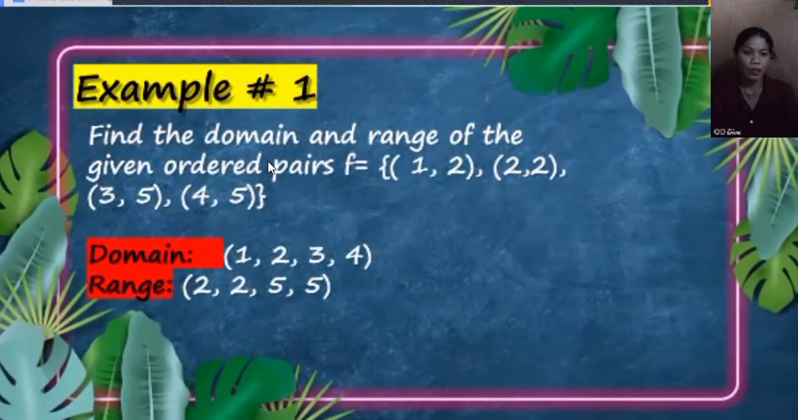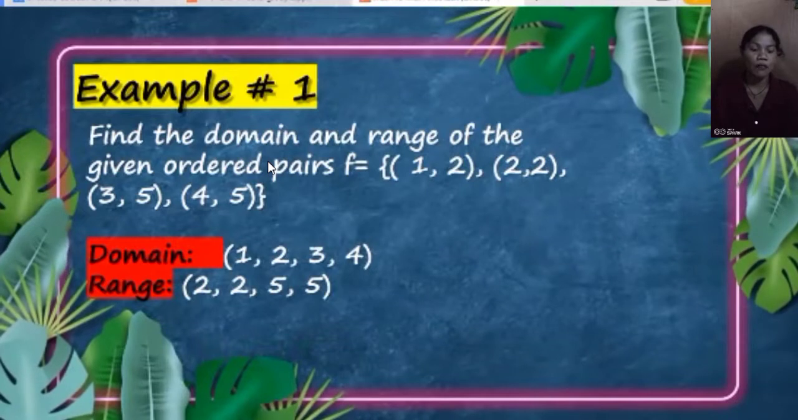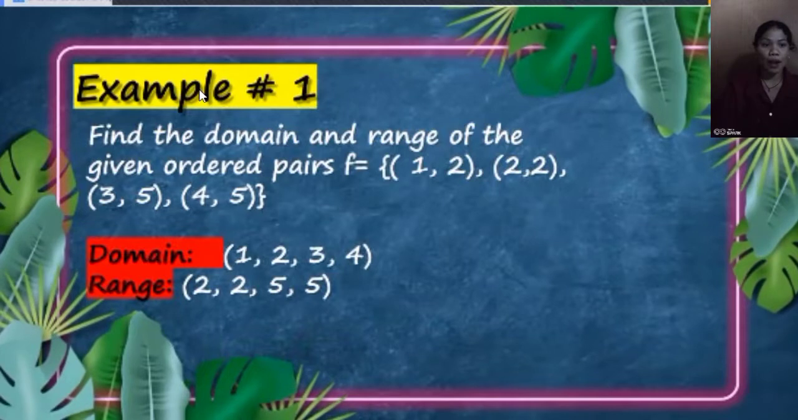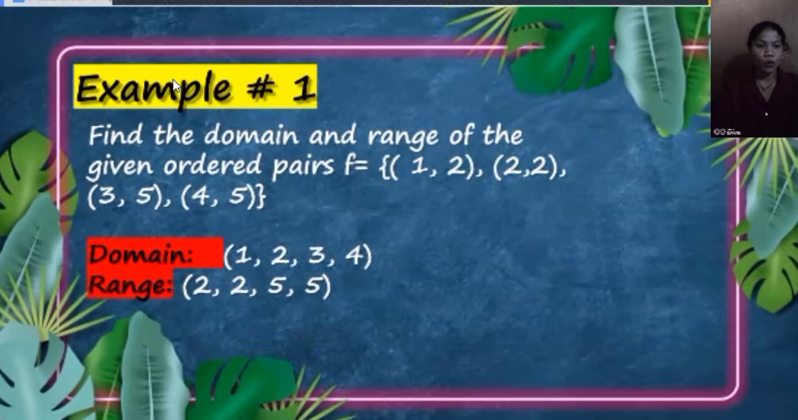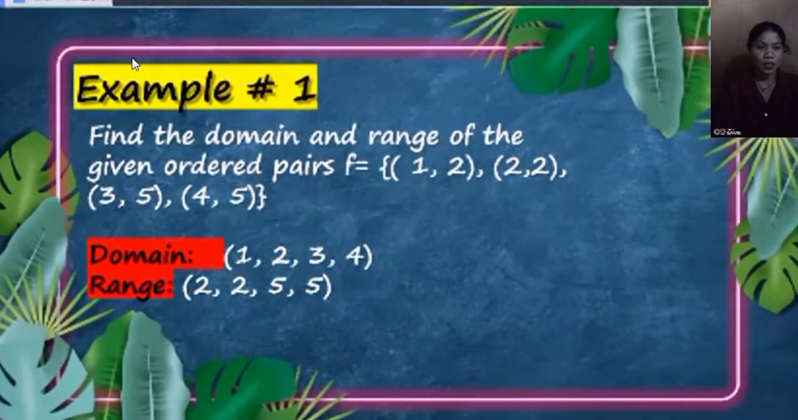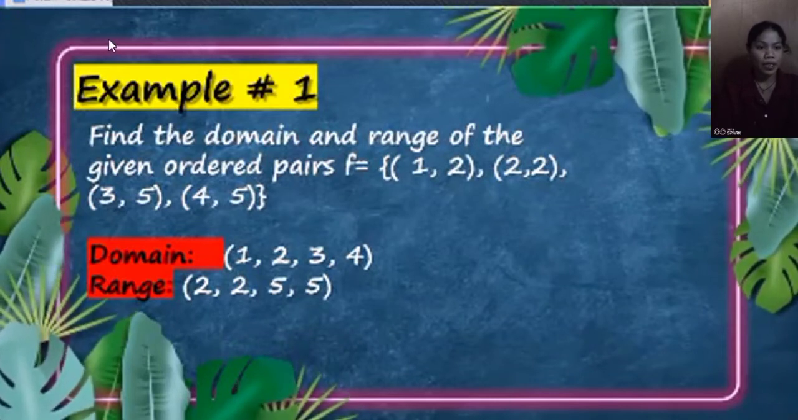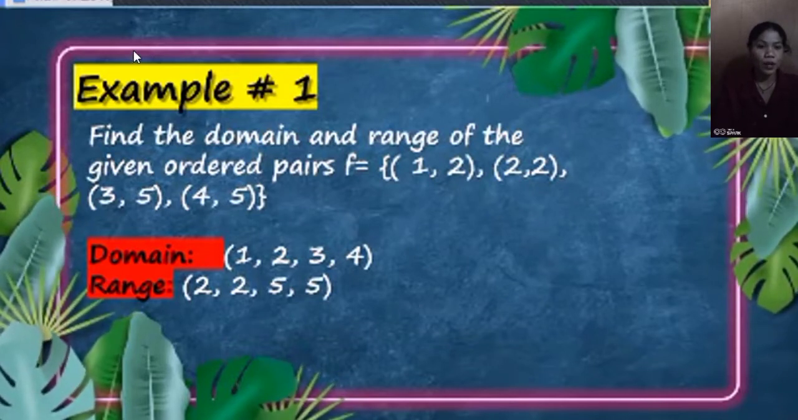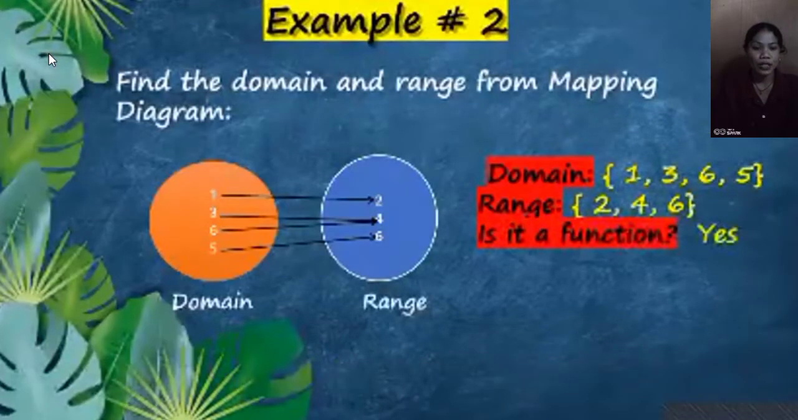For example, I provided many examples here. Example number 1: find the domain and range of the given ordered pairs. F equals (1, 2), (2, 2), (3, 5), and (4, 5). In an ordered pair, the first is the domain and the second is the range. So the domain is 1, 2, 3, and 4, while the range is 2, 2, 5, and 5.